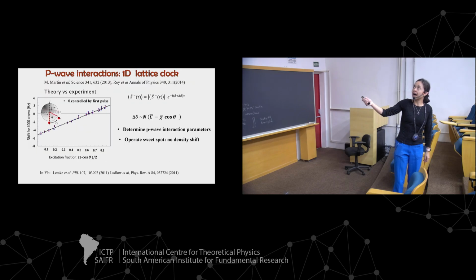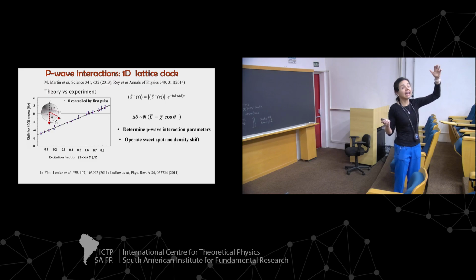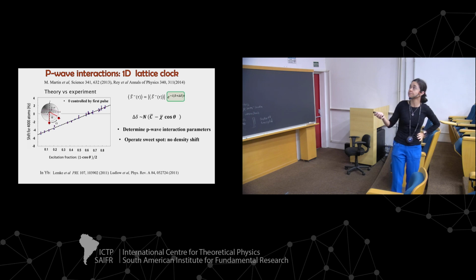So going back, this is the expectation value. We use a mean field theory, but it was useful because it tells us where to operate, at this point where there was no density shift on the clock. And the clock became, at that time, 2014, the best clock in the world because, among many other things, it was not sensitive to collisions.